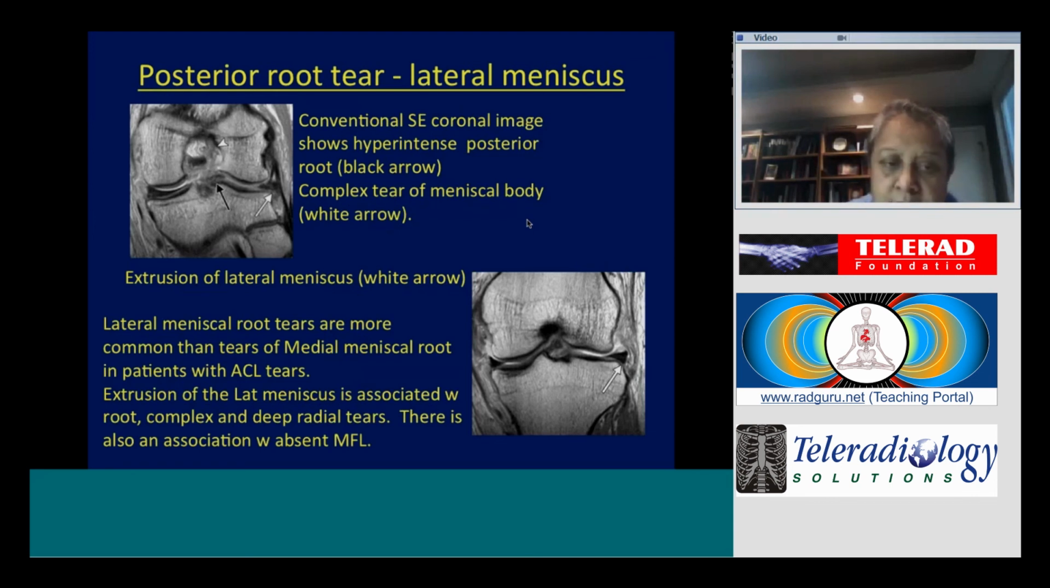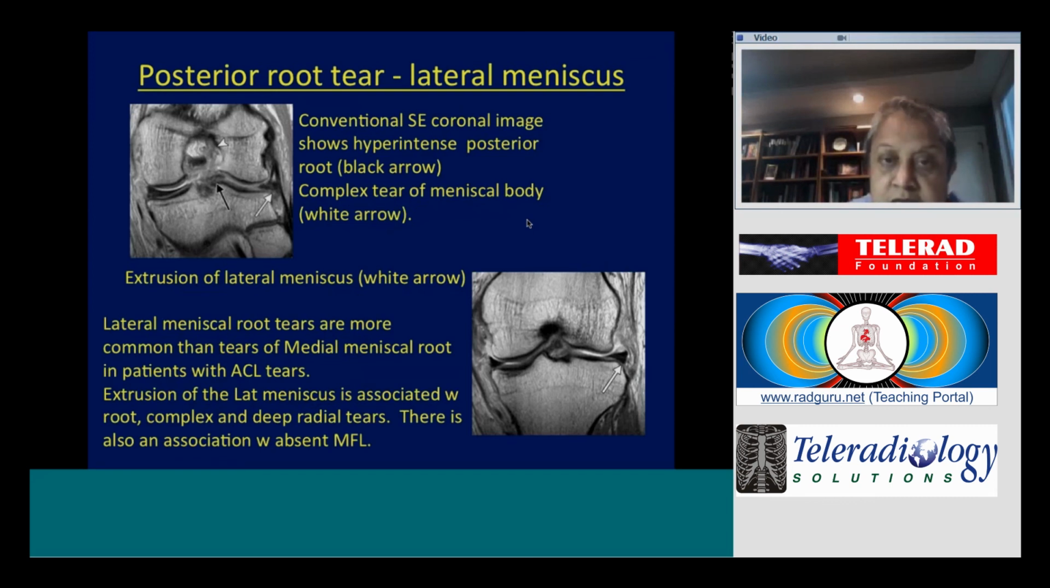Lateral meniscus tears are more common than tears of the medial meniscal root and are seen in patients with ACL tears. Extrusion of the lateral meniscus is associated with root tears, complex tears, and deep radial tears. And there is an association with absent medial femoral ligament. So while you are examining the coronal images and you don't see the medial femoral ligament, then you have to be aware that that might be a meniscal root tear.